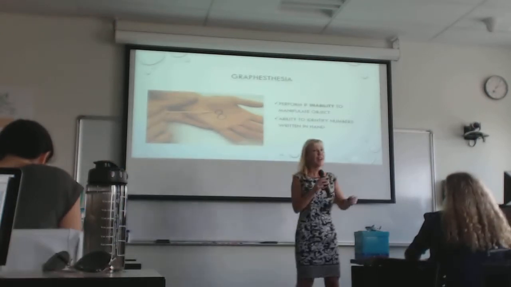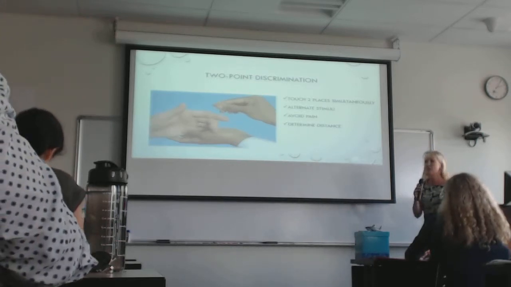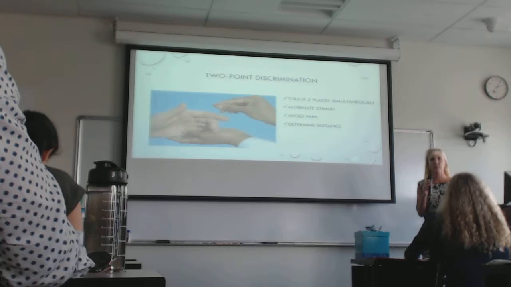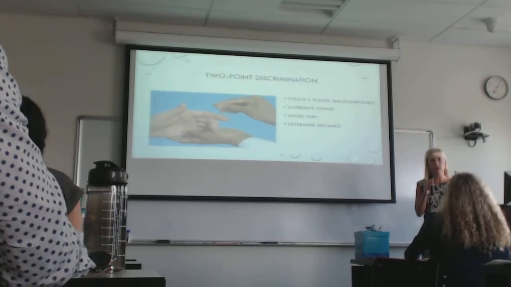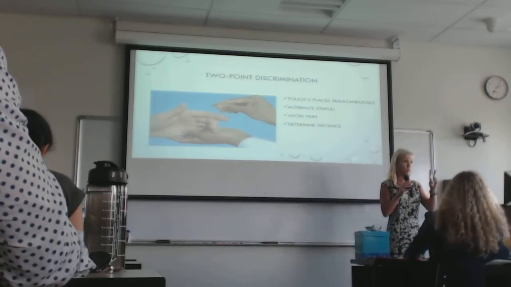All right, so graphesthesia, right? We're writing numbers in somebody's hand. We can do it on each other's neighbor. So you have that same paper clip and you bend it and you make 2 points out of it. And now we're going to talk about 2-point discrimination. You guys should be able to poke each other on your arms and delineate whether you're feeling 1 poke or 2.